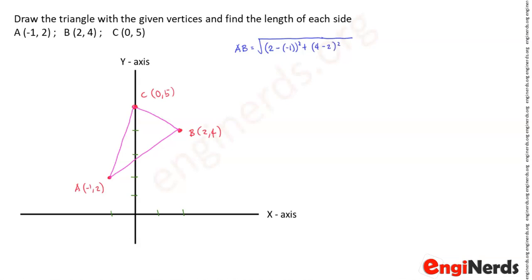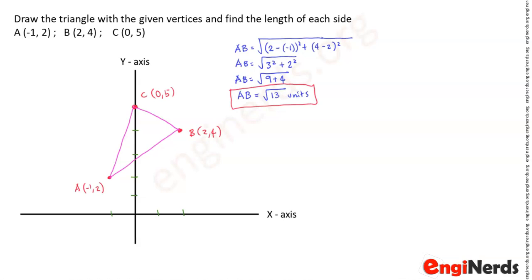2 squared. Okay? So, AB is equal to the square root of 2 minus negative 1 is equal to 3 squared plus 4 minus 2 is equal to 2 squared. Therefore, AB is equal to the square root of 9 plus 4. So, AB is equal to the square root of 13 units. So, ito ang ating first answer, no, sa unang length na nakuha natin, yung length from A to B.